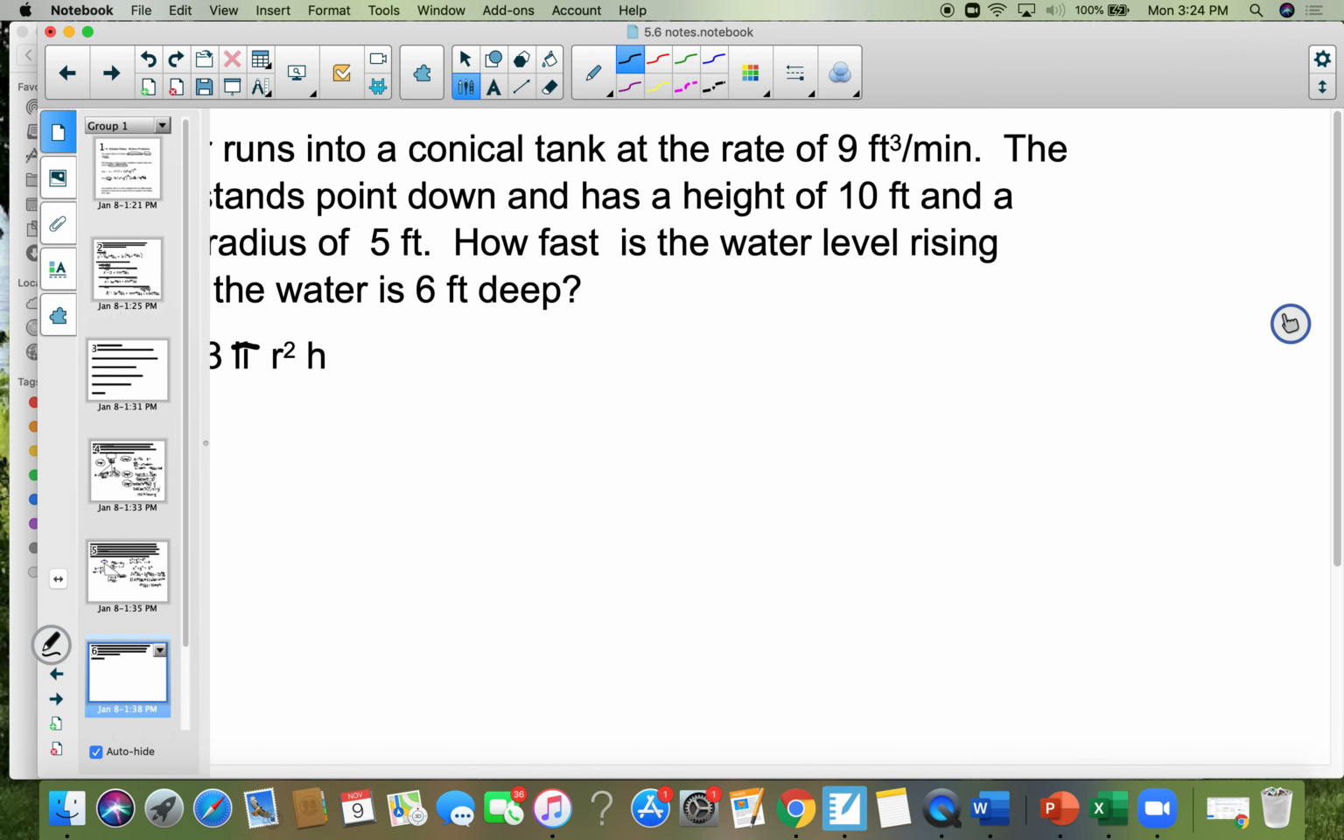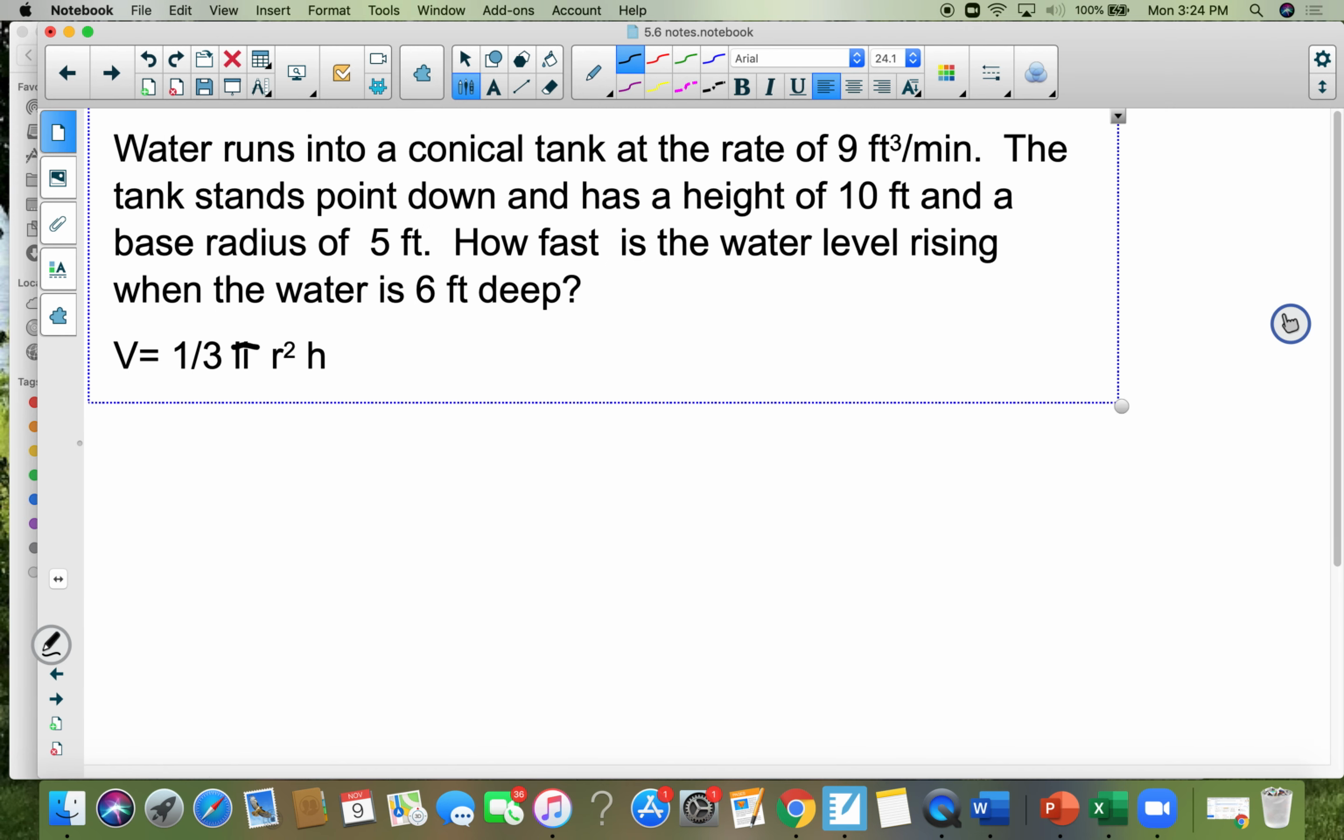Okay, the last one. This is the last problem. Water runs into a conical tank at the rate, so here's a cone.